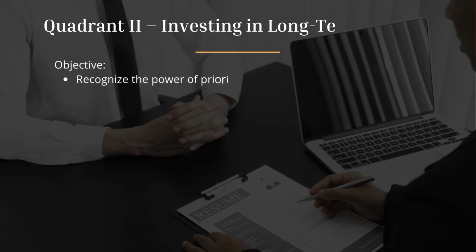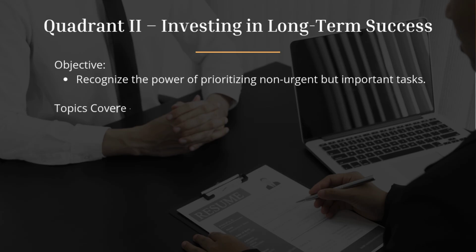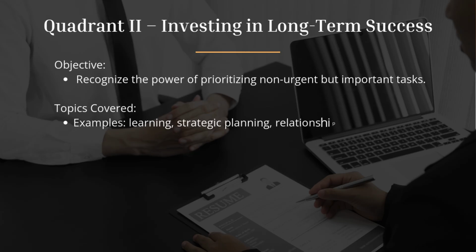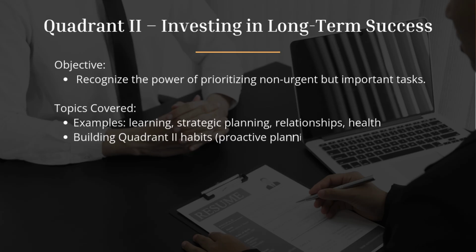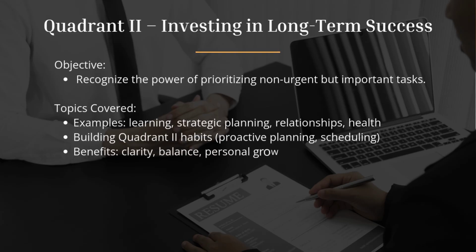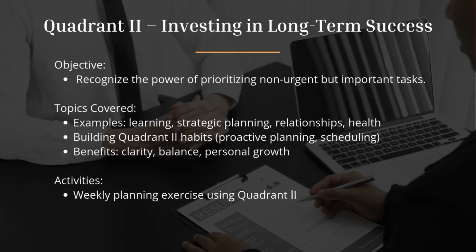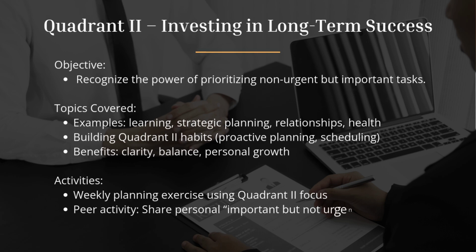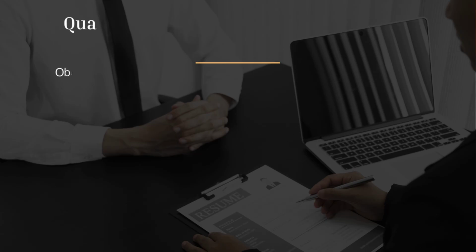Quadrant 2: investing in long-term success. Objective: recognize the power of prioritizing non-urgent but important tasks. Topics covered, with examples: learning, strategic planning, relationships, health. Building Quadrant 2 habits: proactive planning, scheduling. Benefits: clarity, balance, personal growth. Activities: weekly planning exercise using Quadrant 2 focus. Peer activity: share personal important but not urgent goals.